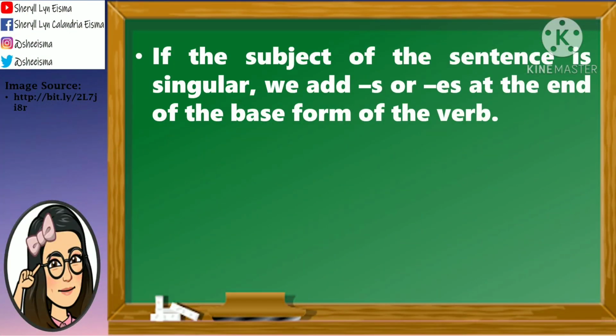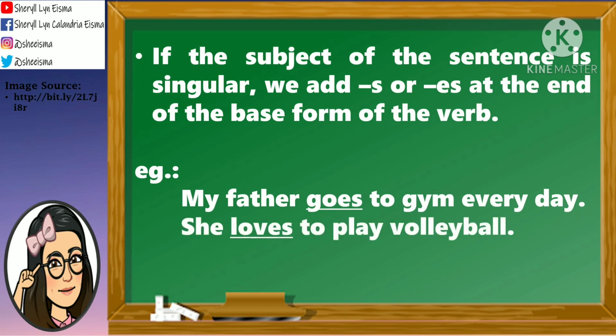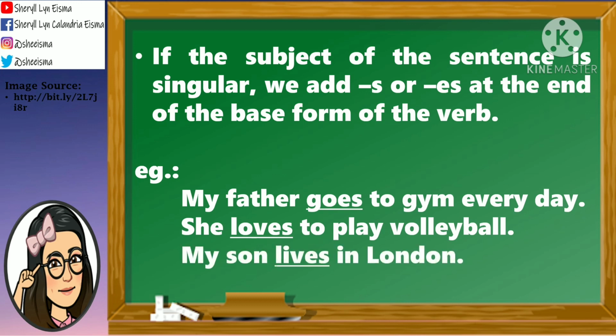First rule, if the subject of the sentence is singular, we add s or es at the end of the base form of the verb. For example, my father goes to gym every day. The subject of the sentence is the word father, and it is a singular noun. That is why we add es to the base form of the verb go, which makes it goes. Another example, she loves to play volleyball. My son lives in London.